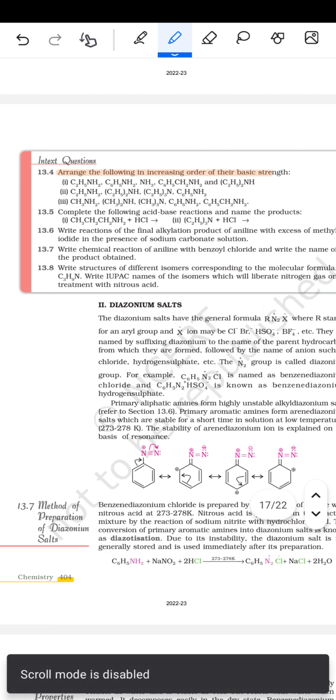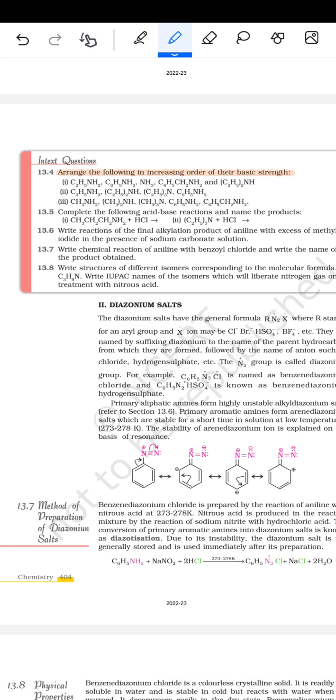Arrange the following in the increasing order of their basic strength: C2H5NH2, C6H5NH2, NH3, C6H5CH2NH2 or the C2H5 2NH. और फिर उसके बाद C2H5NH2, (C2H5)2NH, (C2H5)3N और C6H5NH2. फिर CH3NH2, (CH3)2NH और (CH3)3N और C6H5NH2 और C6H5CH2NH2.